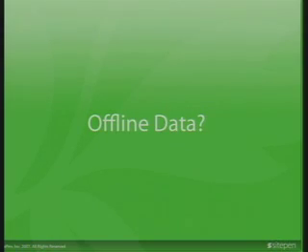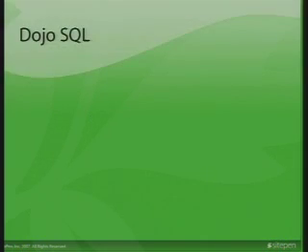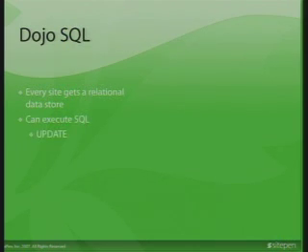So how about offline data? We've got user interface. We've got our files. What about data? Well, we have a new library called dojo.sql. And this causes every site to get a relational data store. This is built above the Google Gears very cool database stuff. Of course, we can execute SQL, the full range.